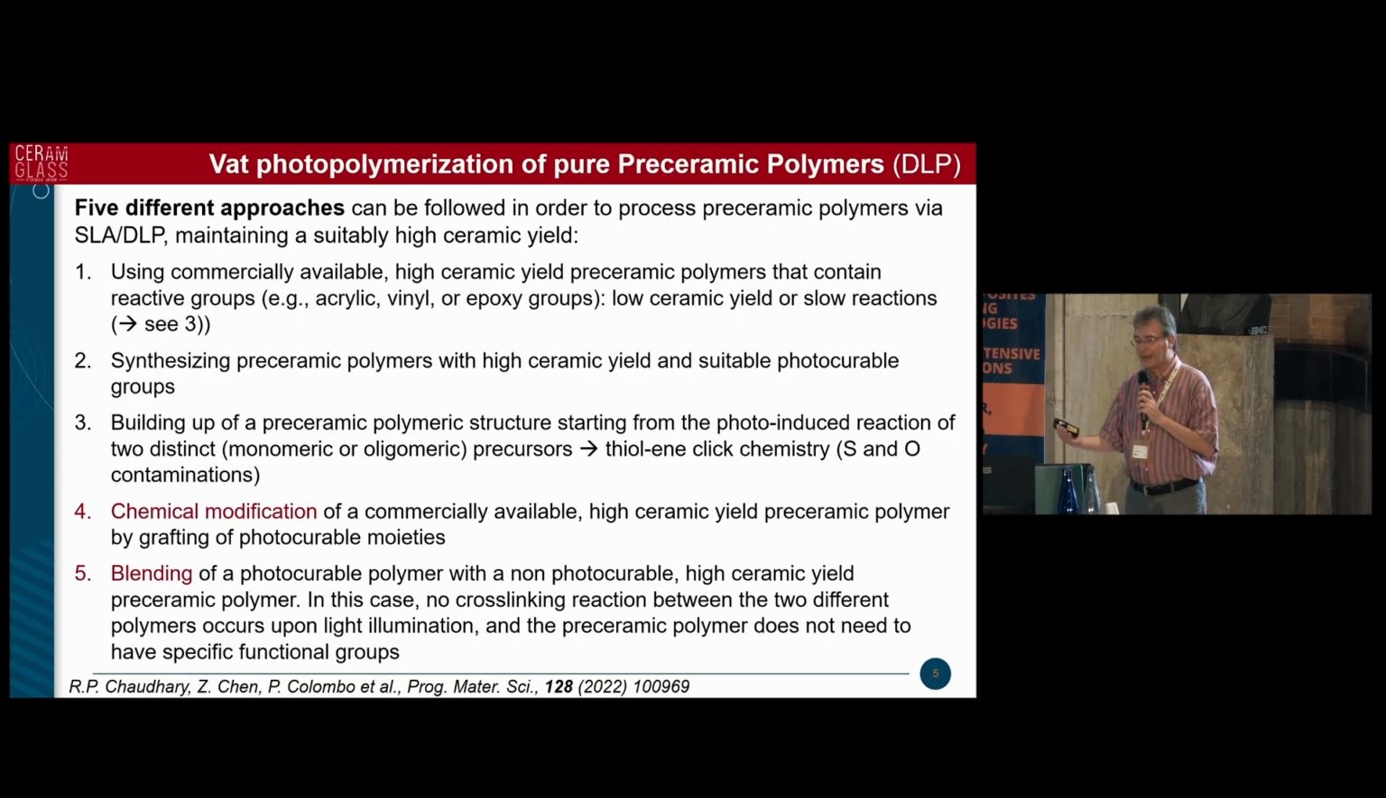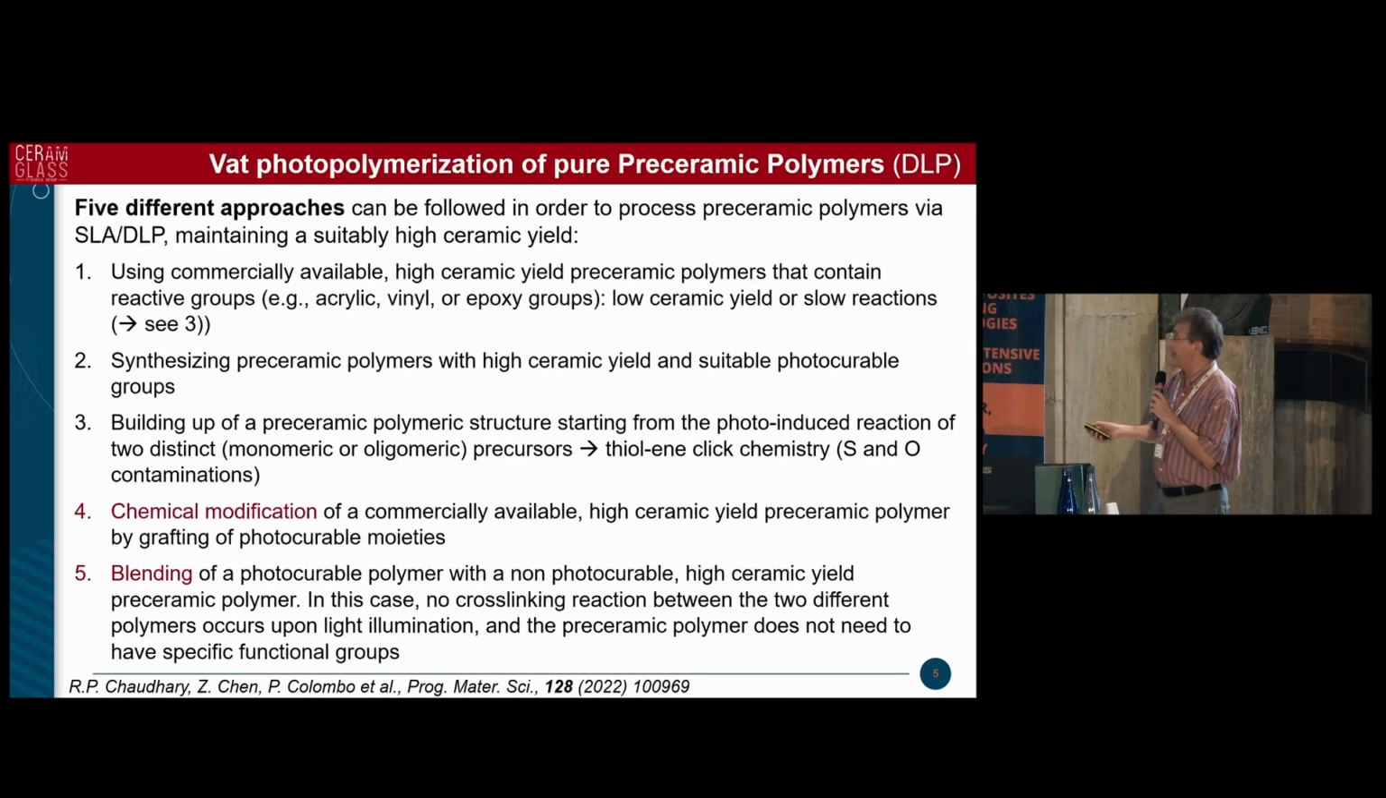There are some of them with acrylic, vinyl, or epoxy groups that are commercially available, but they've been developed for other applications. So they have, for instance, linear molecular structures, and this means that the ceramic yield is very low. Or if they have vinyl groups, the reactivity is too low, and some people have proposed a thiol-ene click chemistry approach in order to speed up the fabrication and the reactivity of the system.